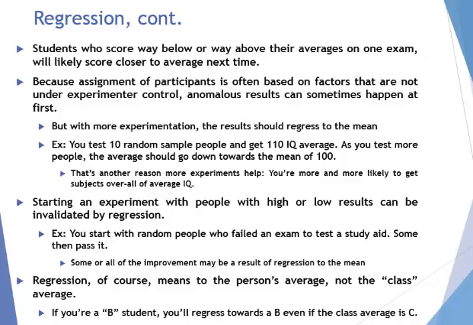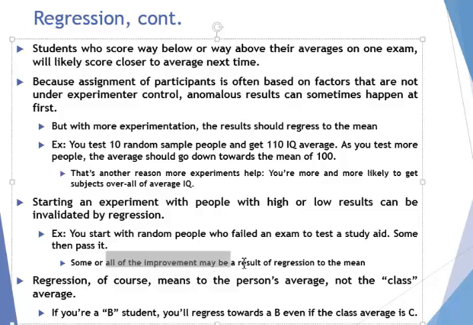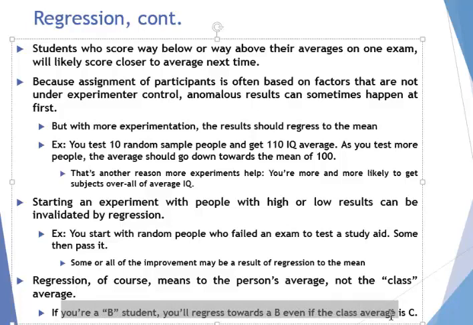So regression, of course, has to be focused on and accounted for when you're doing an experiment. That's why starting an experiment with high results or low results can be invalidated by regression, because some or all of the improvement might just be regression. And regression, of course, means your personal average, not the class average. If you're a B student, you'll regress towards a B, even if the class average is a C.